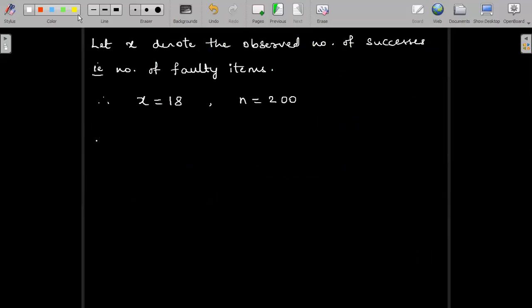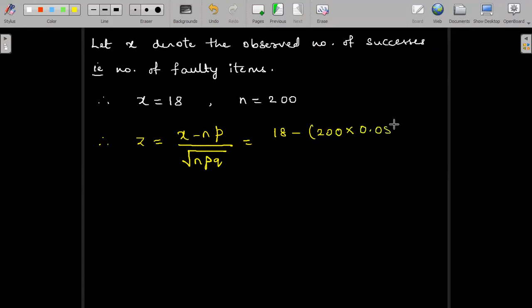So Z test is given by X minus N into P, the whole divided by square root of NPQ. Let us substitute all the known values. 18 minus 200 into 0.05, the whole divided by square root of 200 into PQ, 0.05 into 0.95. This entire thing under the root.